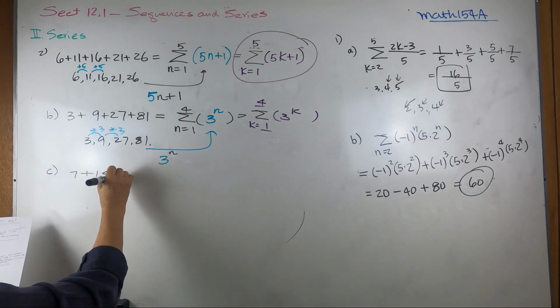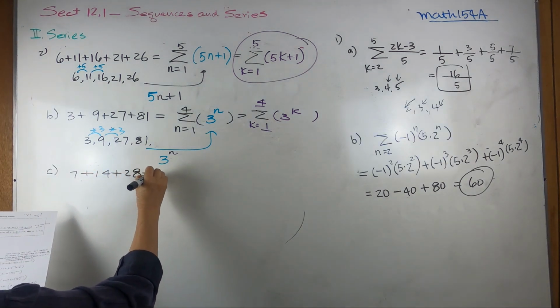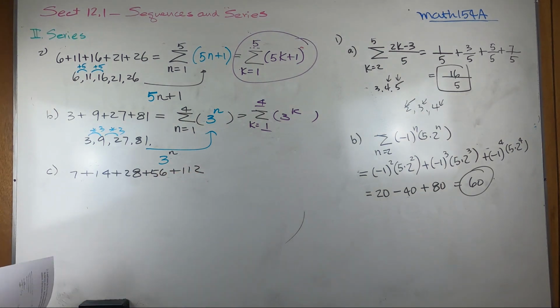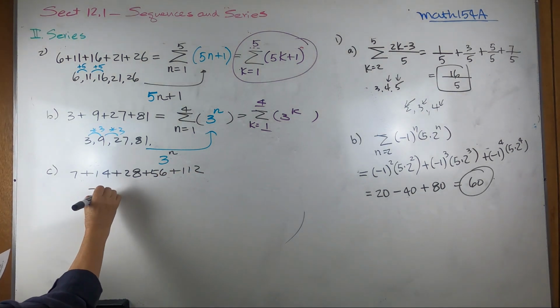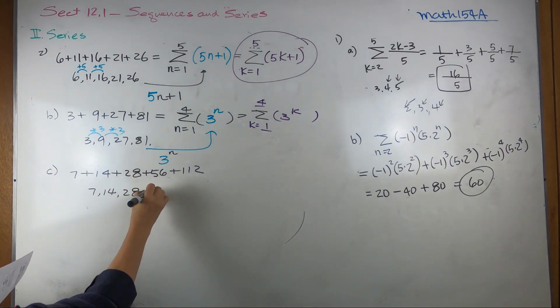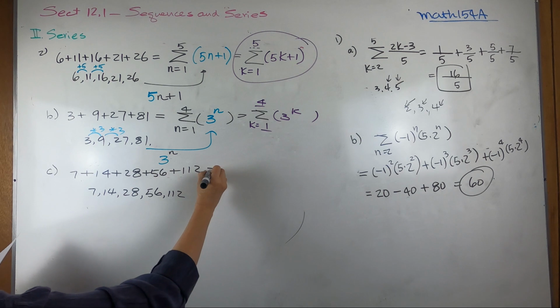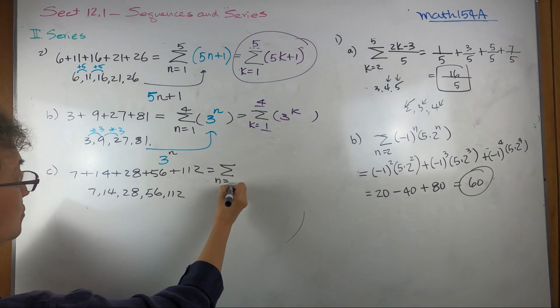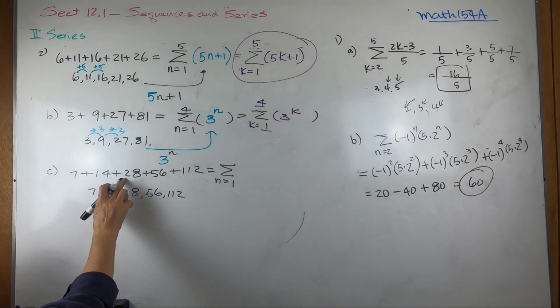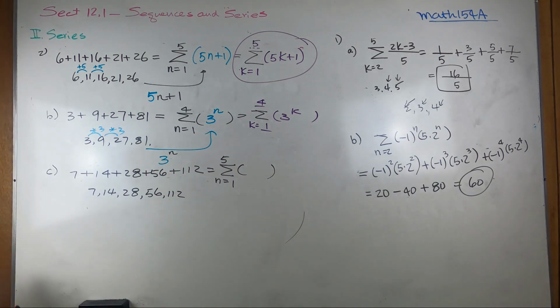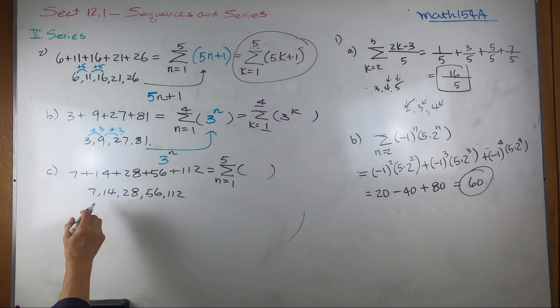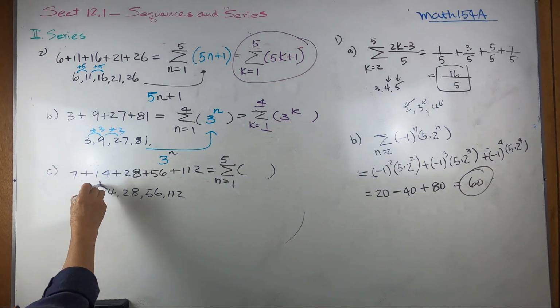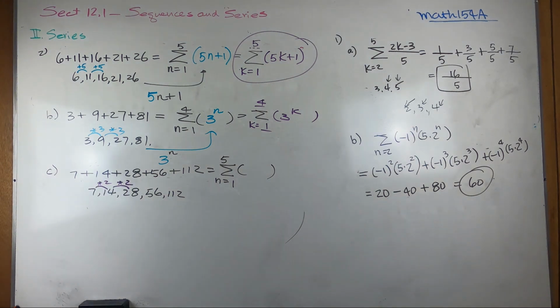Next one, 7 plus 14 plus 28, 56 plus 112. So our sequence is 7, 14, 28, 56, 112, right? We want to write a sigma notation. If I just use n, it would be 1 to how many terms? 1, 2, 3, 4, 5, right? Then I'm going to write the general pattern behind it. So what do we have? We have add or multiply. It looks like multiplied by 2. Right?